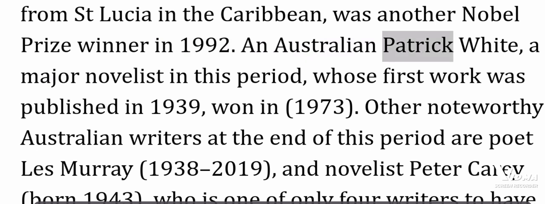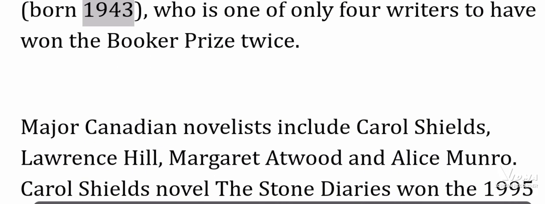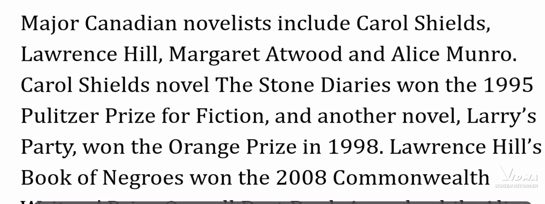An Australian, Patrick White, a major novelist in this period, whose first work was published in 1939, won the Nobel Prize in 1973. Other noteworthy Australian writers at the end of this period are poet Les Murray, 1938 to 2019, and novelist Peter Carey, born 1943, who is one of only 4 writers to have won the Booker Prize twice.